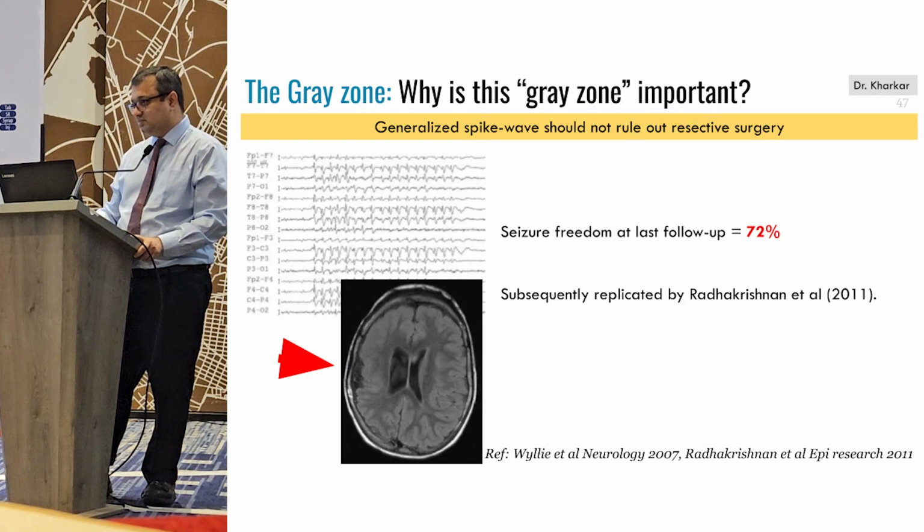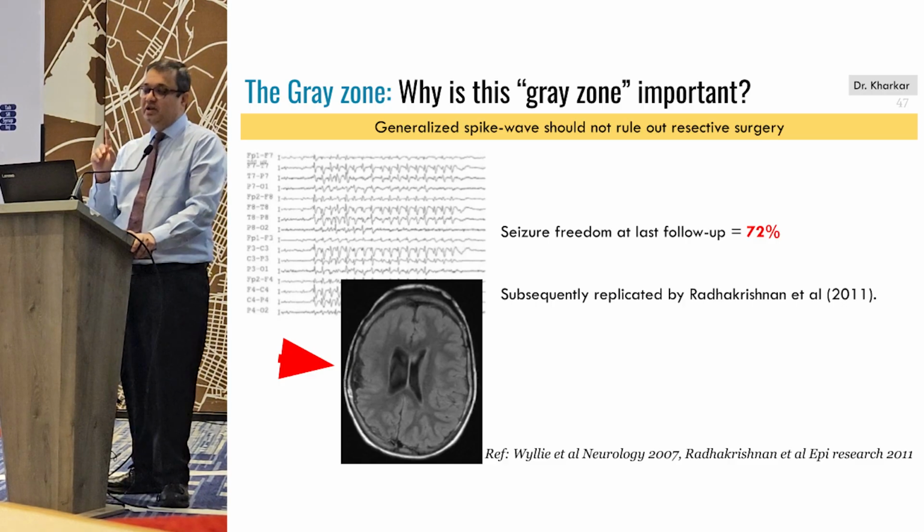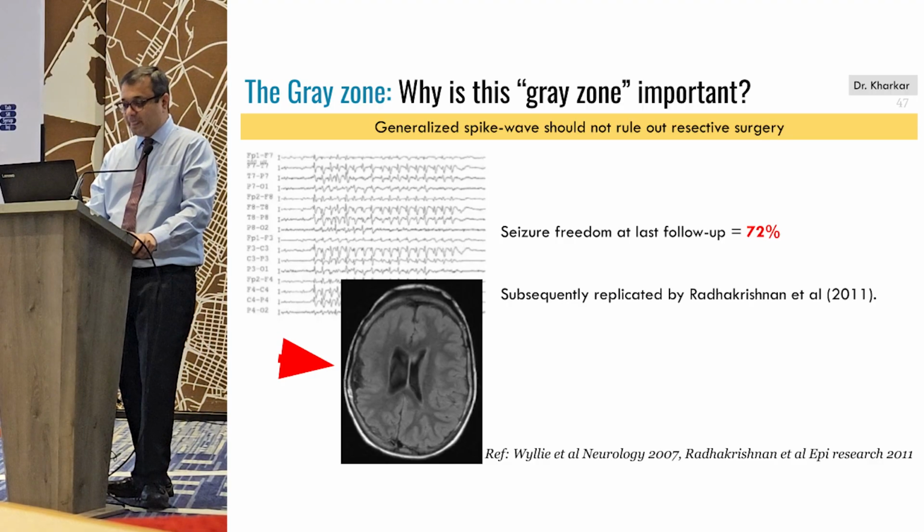But basically, this paper said that patients with focal epilepsy, especially early onset, can have generalized features on this study. That is not continuous. We'll come to that. We'll come to the difference of opinion about what this paper actually means. So the seizure freedom rate was 72%. And subsequently, Radhakrishnan sir actually published a set of cases.